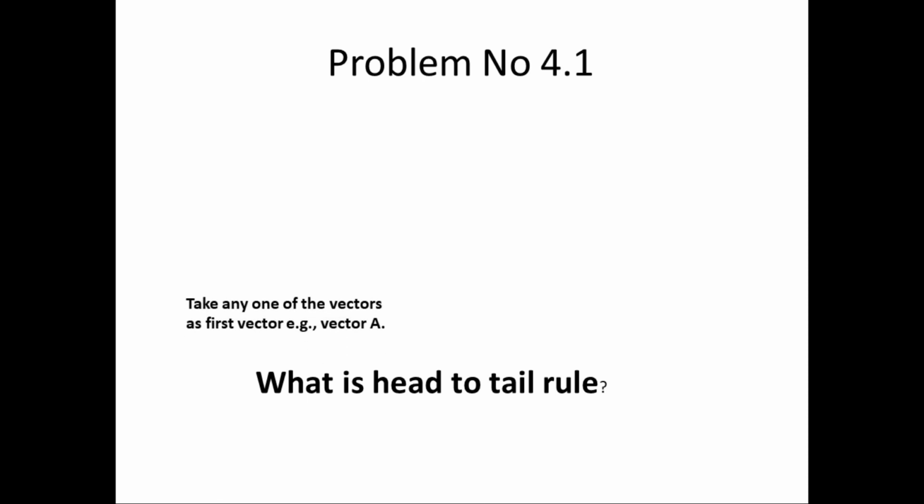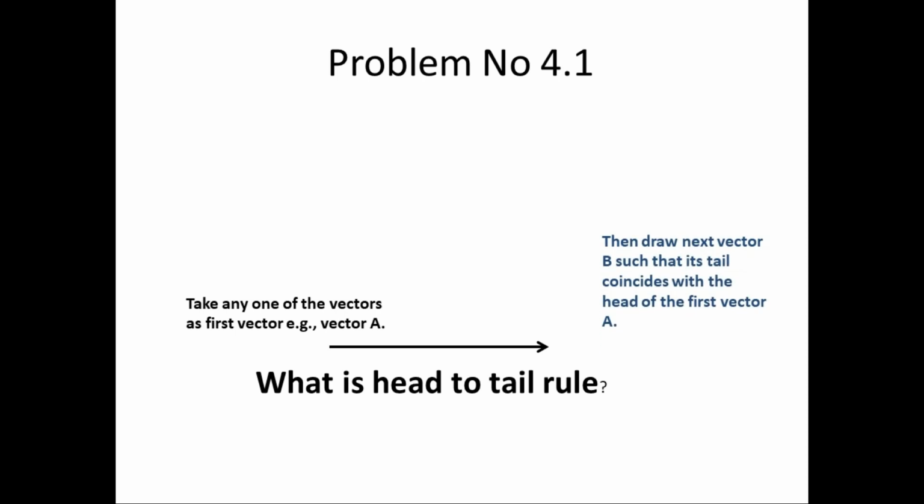Take any one of the vectors as a first vector, for example, a vector A. Here this black arrow is showing the vector A. Then draw the next vector B such that its tail coincides with the head of the first vector A. Here the blue vector is representing the vector B, and the tail of the vector B is coinciding with the head of the vector A. This is head-to-tail rule.